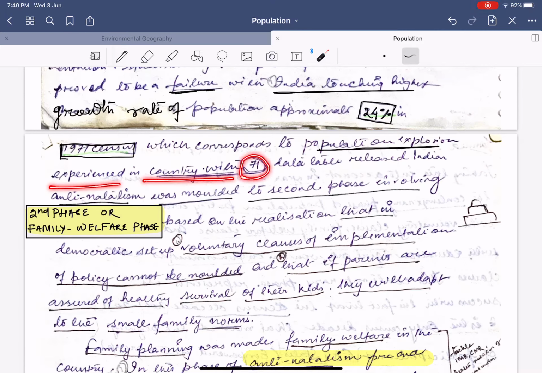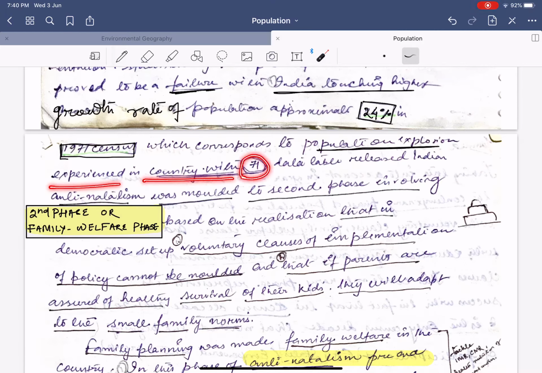Hence, the Indian antinatalism was molded into the second phase, or we can say, with this, the second phase began. What was the second phase? The second phase was your family welfare phase. What is this family welfare phase? The family welfare phase is based on the realization that in a democratic setup, the voluntary clause of implementation of policy cannot be molded, and that if parents are assured of the healthy survival of their kids, they will adapt to the small family norm. Please understand this.